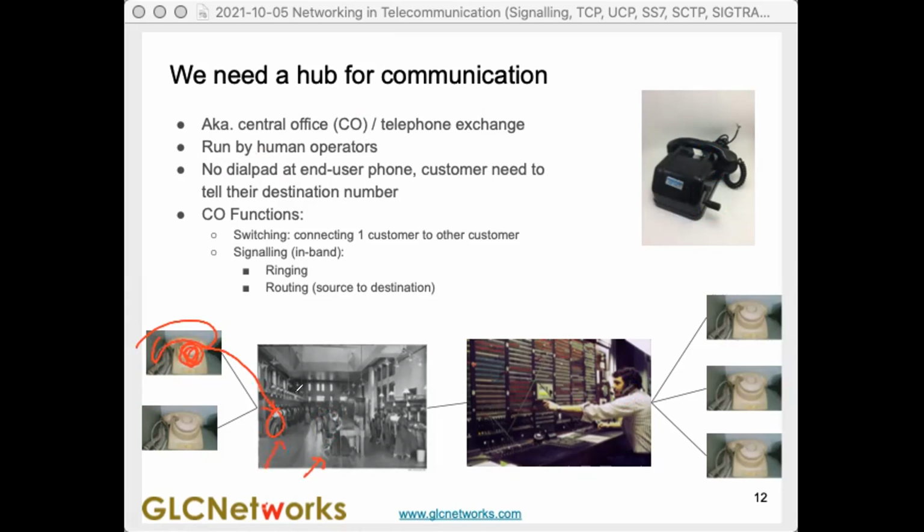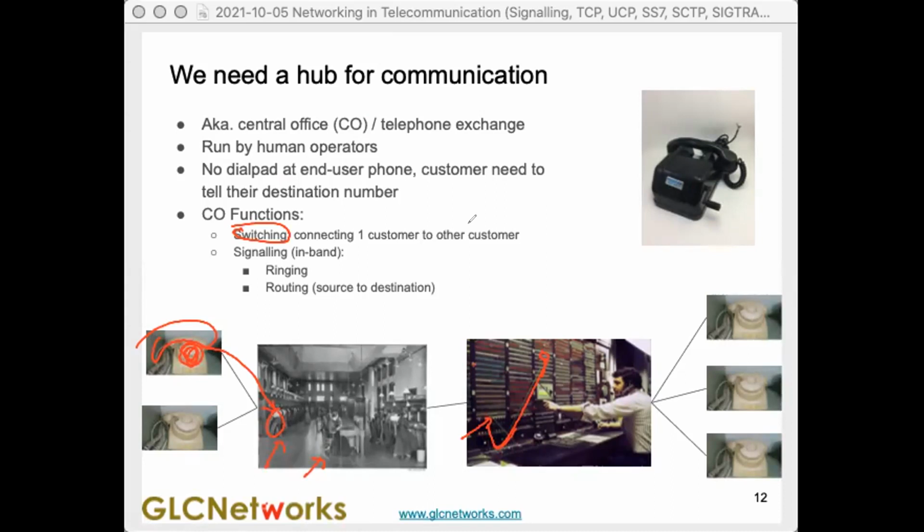And then they also do switching. Switching means to switch from one point to the other point. So for example, this is you, and you want to connect to this number. So it will do the connection from here to there. So it's really very manual switching. Also, it means that there is no phone number? Yes, there is a phone number.